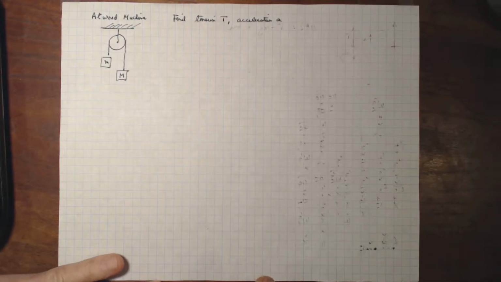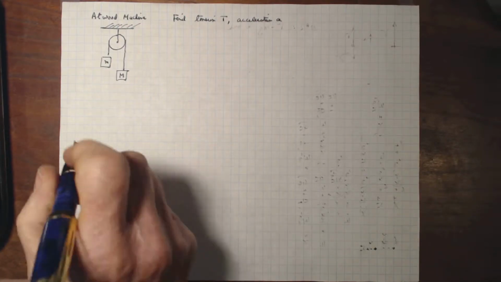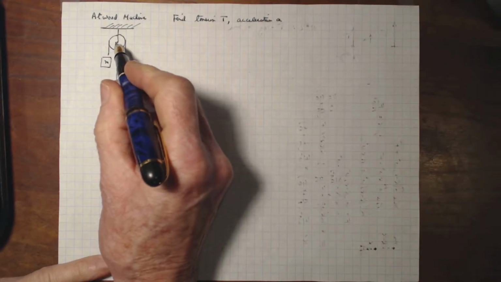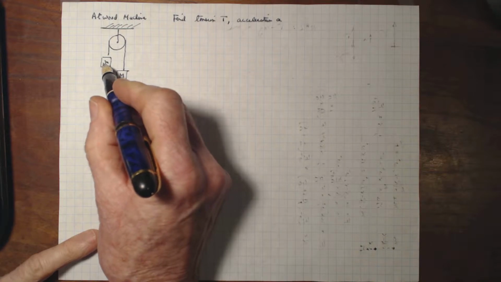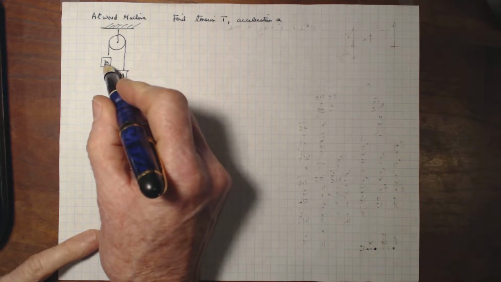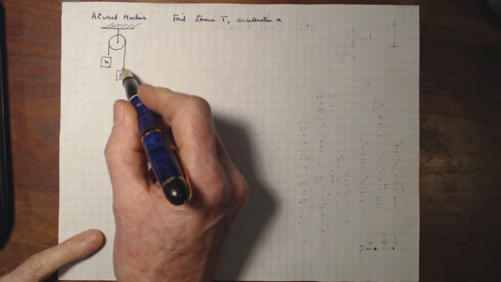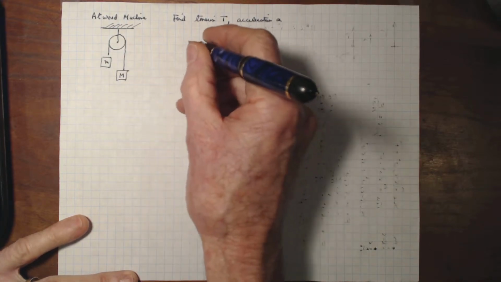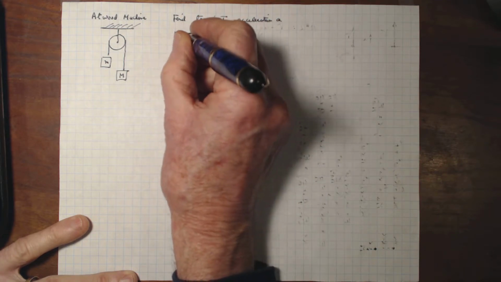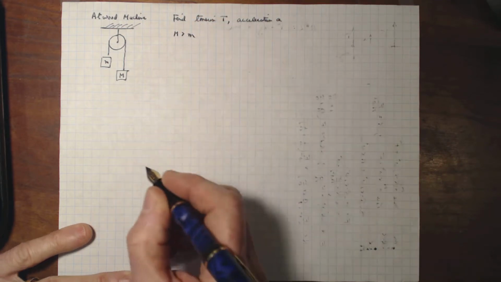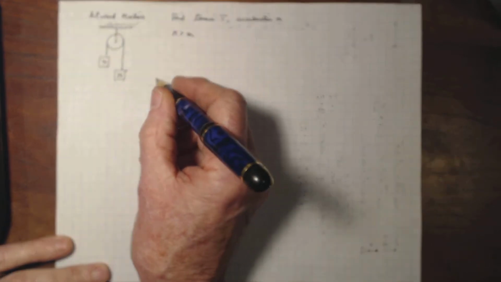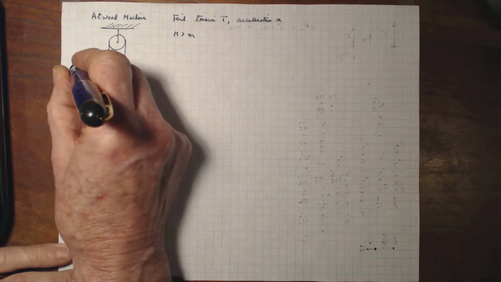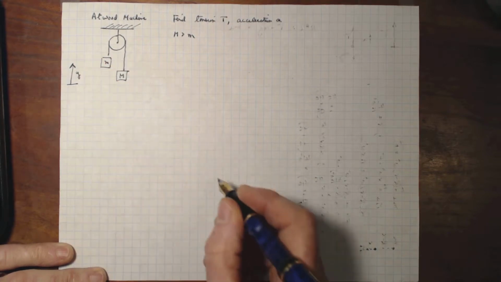So let's analyze an Atwood machine, and that is simply a frictionless pulley, with a mass little m attached to one end of a string that goes over a pulley and the other end of which is attached to big M. And let's assume that big M is bigger than little m. And so in that case, we can draw a coordinate system here. Let's set y up.